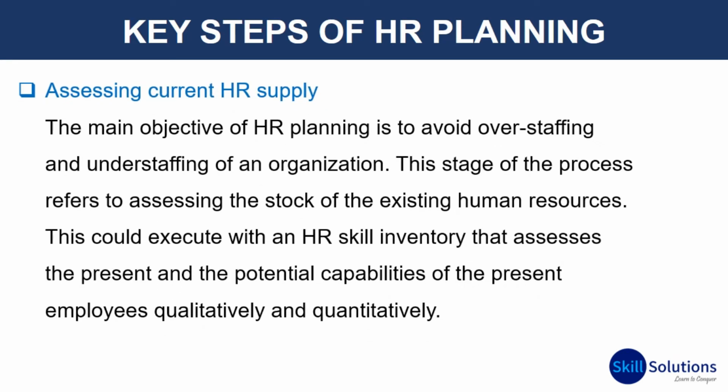Assessing current HR supply. The main objective of human resource planning is to avoid overstaffing and understaffing of an organization. This stage of the process refers to assessing the stock of existing human resources. This could be done with an HR skill inventory that assesses the present and the potential capabilities of the present employees qualitatively and quantitatively.